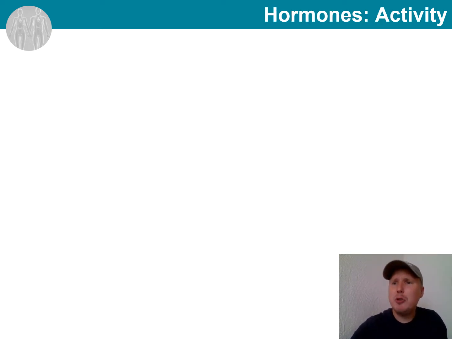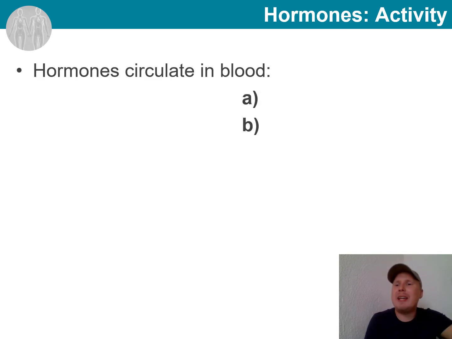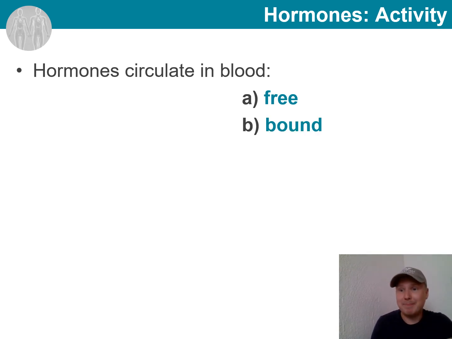The last two big questions that I guess we should talk about here are, how do these hormones travel in the body? And what removes these hormones so that their levels do not just keep building up higher and higher? Let's have a look at these two questions. Hormones circulate in the blood in two possible forms, either as free or bound to a carrier or plasma protein.